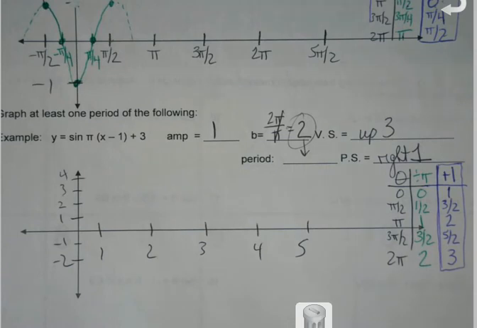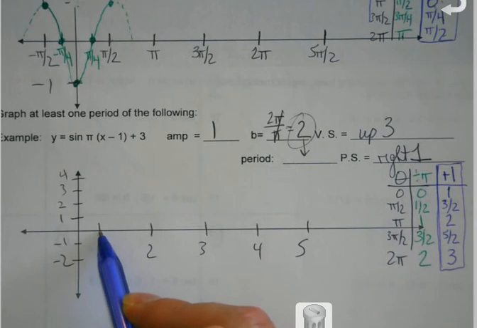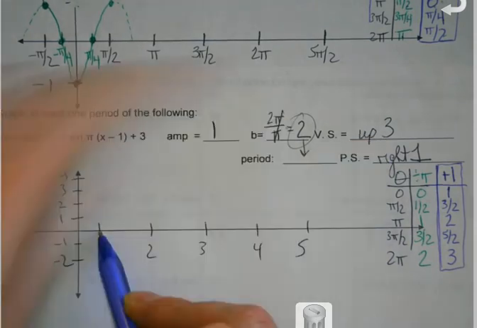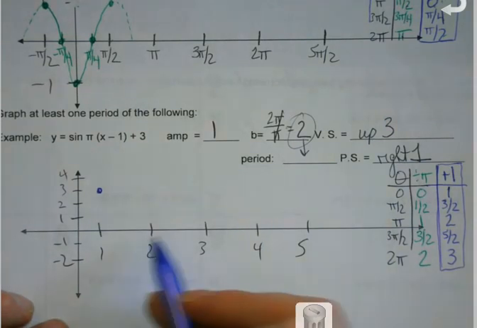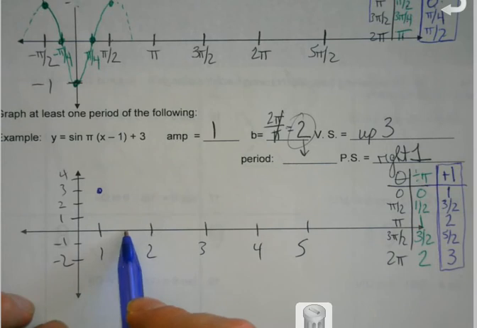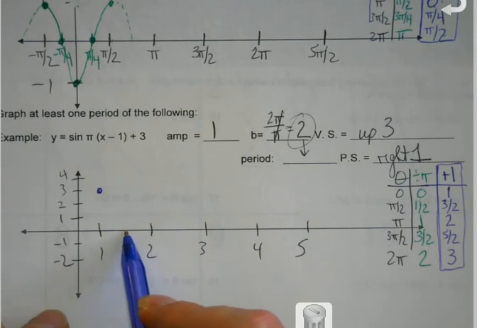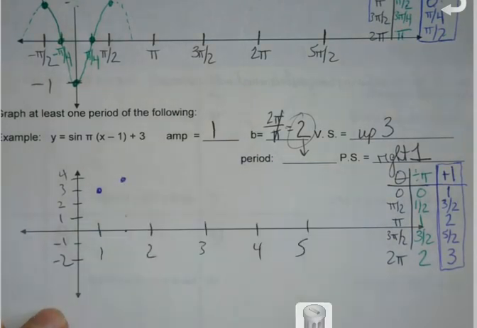So again, I go back to what I normally would do. I say, okay, wherever my first point is for sine is normally at 0. But I have an up 3 shift. So I put the first dot in. Normally at my second value, 3 halves, I would go back up to 1, and I'm up 3. So I'm up to 4.